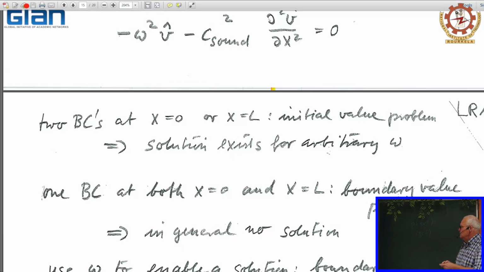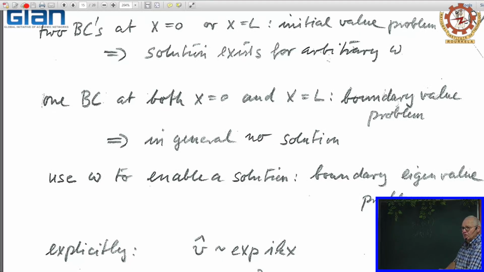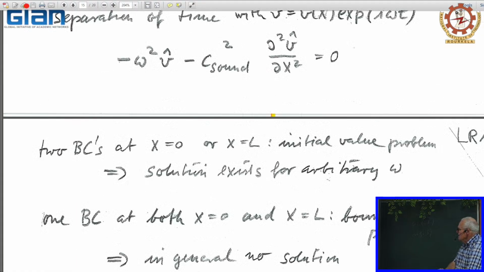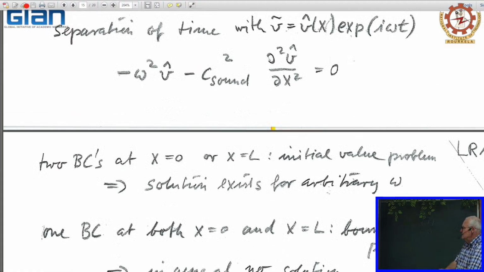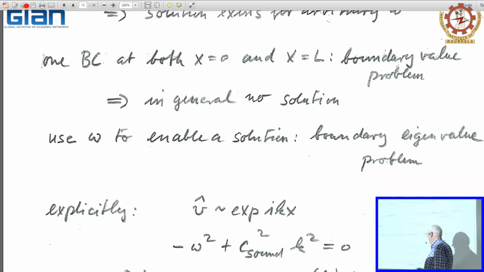Here I have summarized what I already said. Well, for two boundary conditions at x equals 0 or x equal to L, we have an initial value problem, and a solution exists for arbitrary omega. If they are distributed, then in general there is no solution, and we adjust omega to enable a solution, and we have a boundary eigenvalue problem. So the solution of this second order equation with constant coefficient is an exponential, and we write it in the form v hat is proportional to exponential ikx.